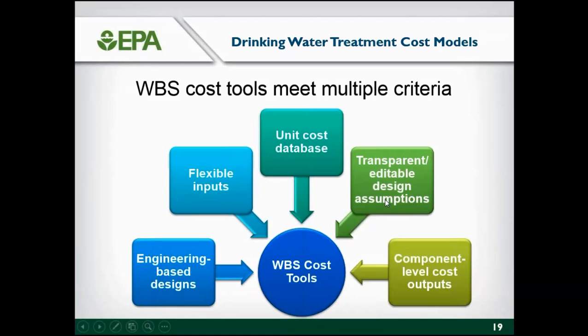Finally, the assumptions within the database: there are over 100 assumptions within this database for the cost model. Every one of them can be edited within the cost model, and the manual will show what sheet to go to to edit those assumptions. And finally, what the model produces is the component level cost output.